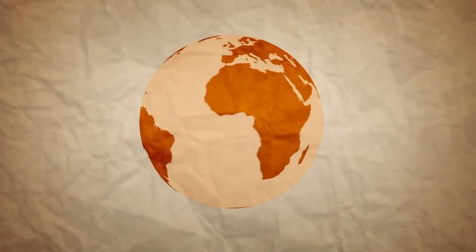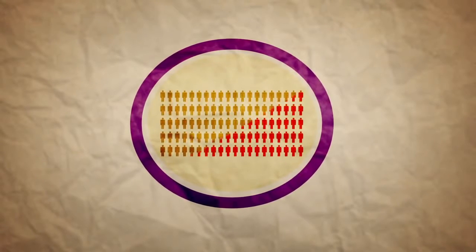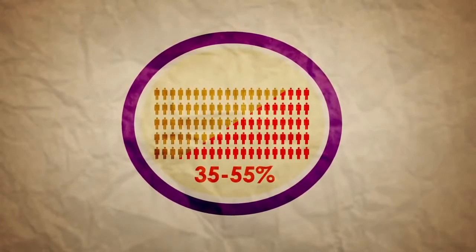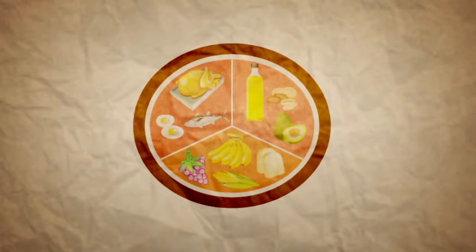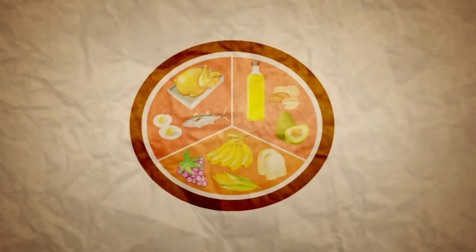Worldwide, malnutrition affects 1 in 3 people. Malnutrition contributes to between 35 and 55% of all childhood deaths, or even more in acute emergency situations. There are 2 common types of malnutrition.